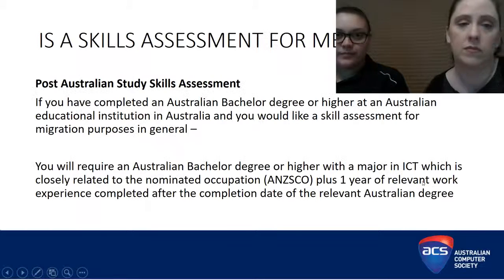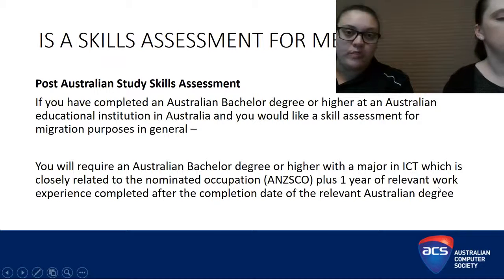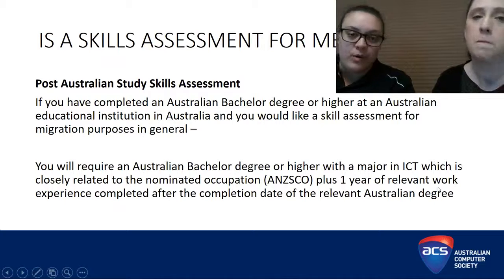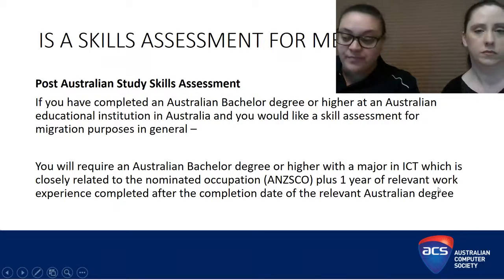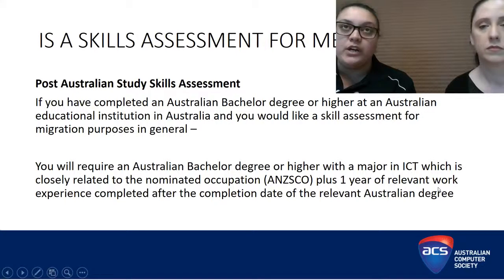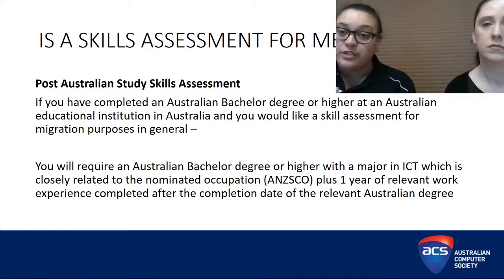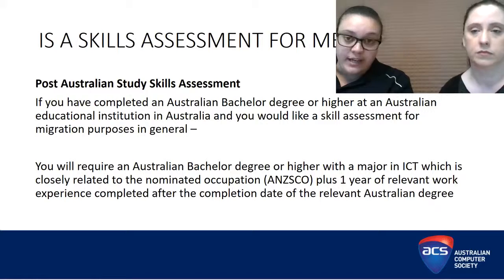So, here's a skills assessment for me. Based on what we've been given, we're only going to talk about one particular application type, which we believe would be suitable for you guys. And this is our post-Australian study application skills assessment type. The gist of it is, if you have an Australian Bachelor degree or higher with ICT major content and is relevant to the code that you're going to nominate, then this will be the application type for you. With this, you would need 1 year of employment after the completion of that relevant Australian degree.